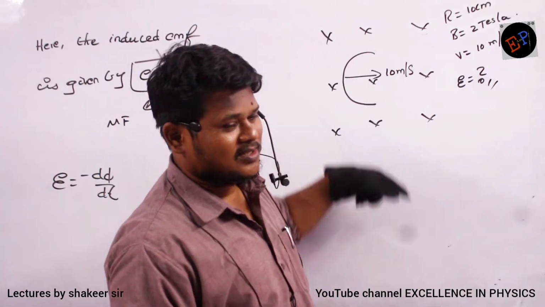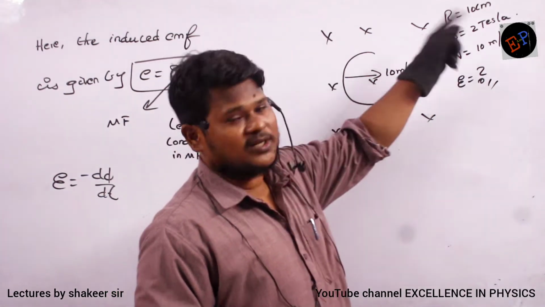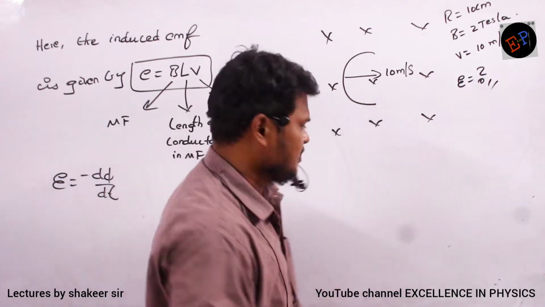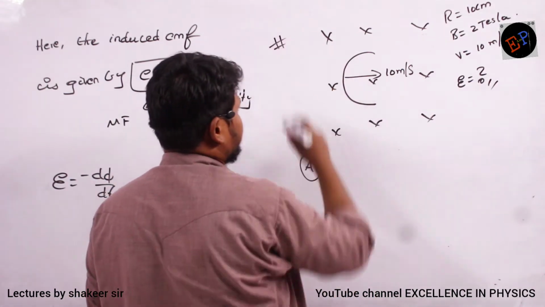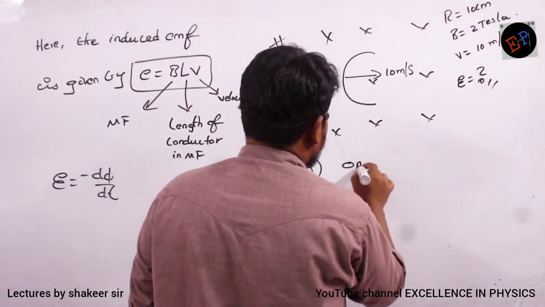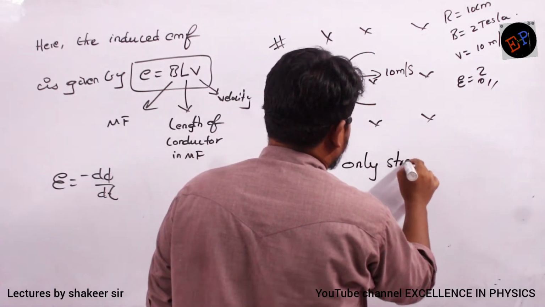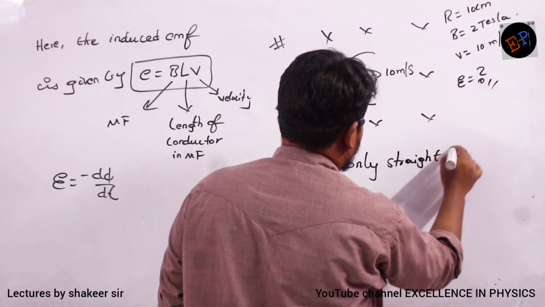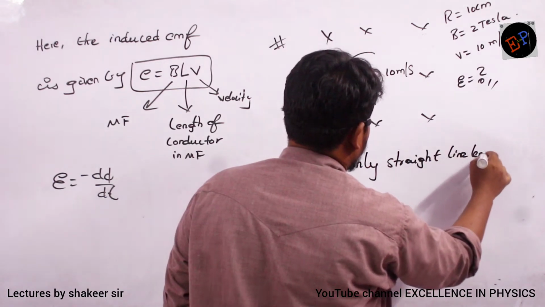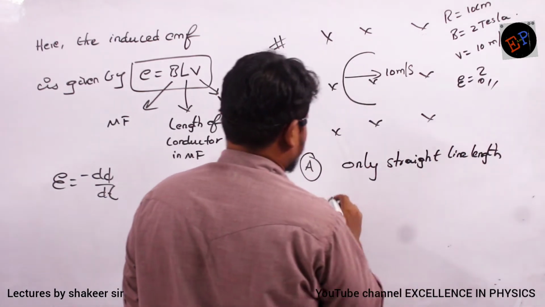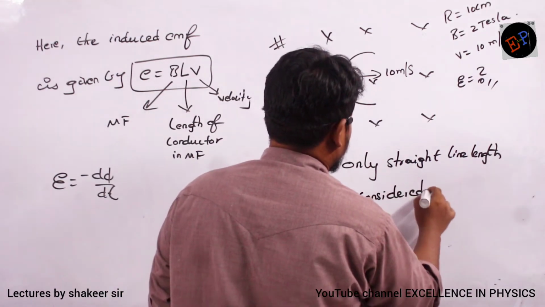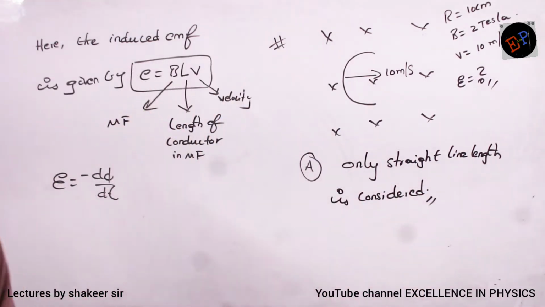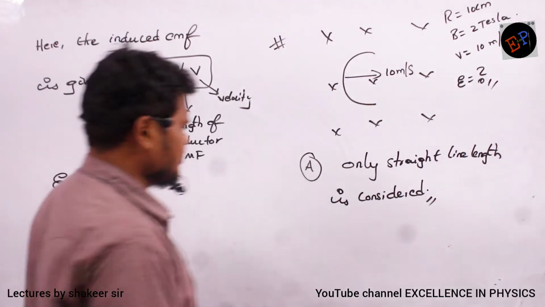What is the straight line length of this? 10 plus 10, 20. Diameter will become 20, no? So what is the point here? We have to understand. Point is that only straight line length is considered. Which length we have to consider? Only straight line length should be considered.